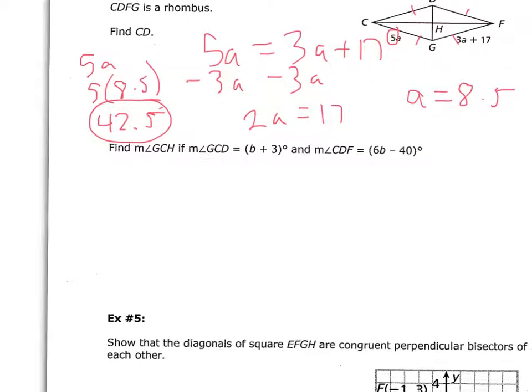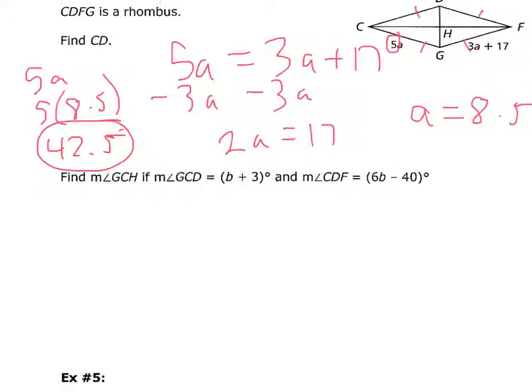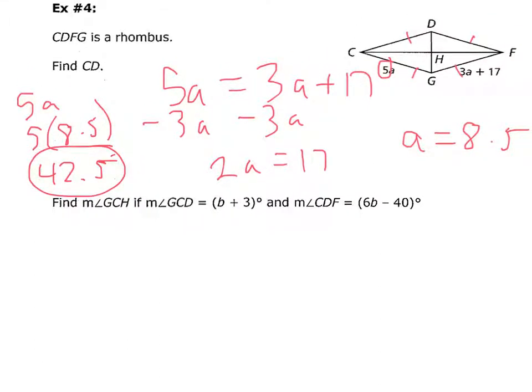Okay, let's try one more real quick. It says, find the measure of angle GCH if the measure of angle GCD equals B plus 3 and the measure of angle CDF equals 6B minus 40. Okay, so let's draw a picture of those two angles. Measure GCD is this guy, and CDF would be this guy.